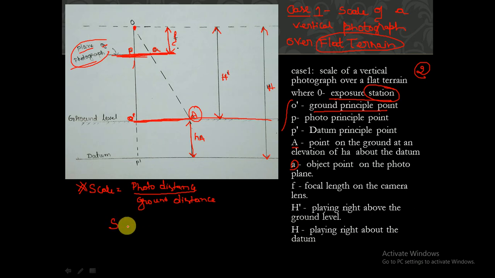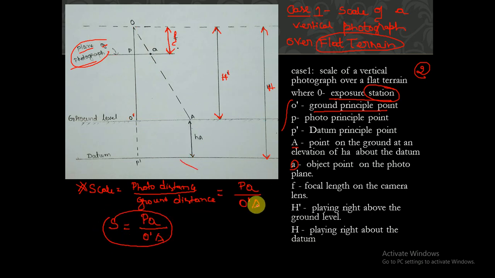So it is represented in terms of S. S is equal to Pa. This is the photo distance, and the ground distance is O dash A. From here to here, this is the ground distance. From here to here, this is the photo distance, that is O dash A. I'll write this here. I need some space to complete the derivation.